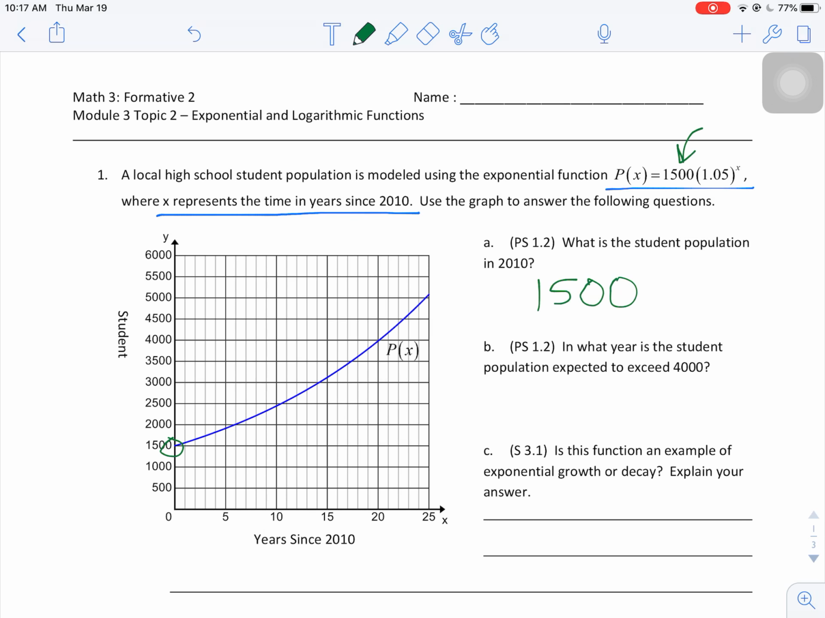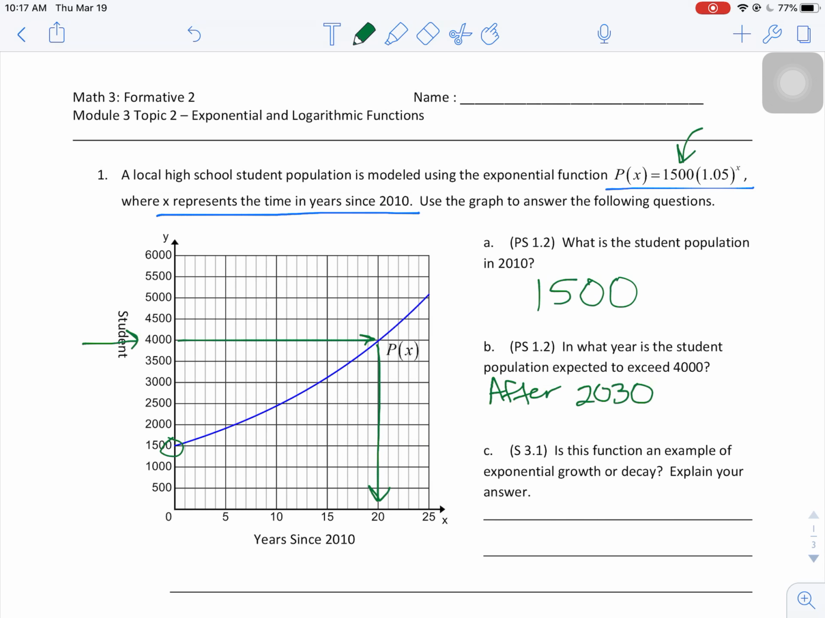Part B, in what year is the student population expected to exceed 4,000? So here's 4,000 right there. So just drag your eyes over to this point. Drag your eyes down to this point. So about 20 years after 2010. So 2010 plus 20 would be after 2030.